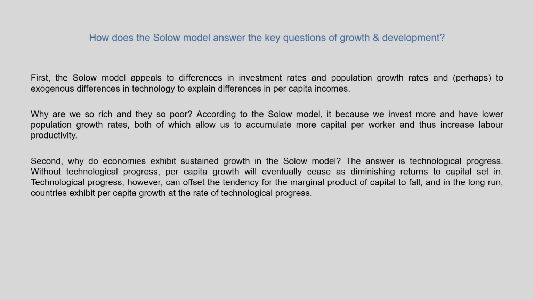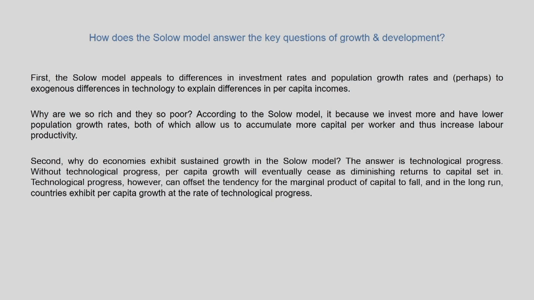And if we have to answer the question, how does the Solow model answer the key questions of growth and development? It answers the key questions in two ways. First is that the Solow model appeals to differences in investment rates and population growth rates, and perhaps to exogenous differences in technology to explain differences in per capita incomes. So to the question, why are we so rich and they so poor, according to the Solow model, it is because the rich countries invest more and have lower population growth rates, both of which allow the rich countries to accumulate more capital per worker and therefore increase labor productivity.